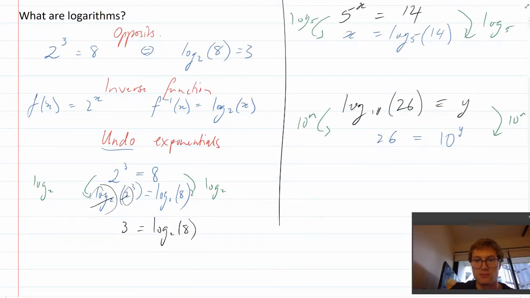You can do this a more common way, like if you have log base 6 of x equals 36, for example.